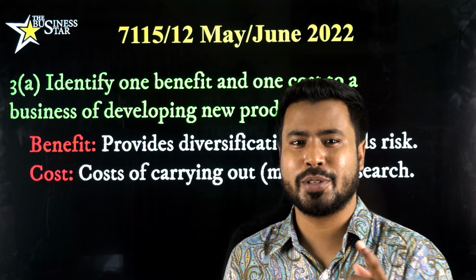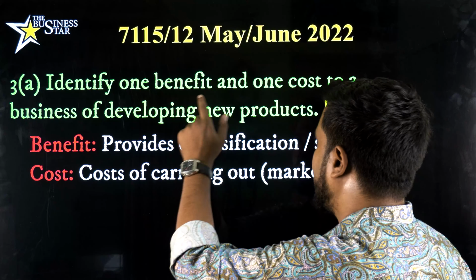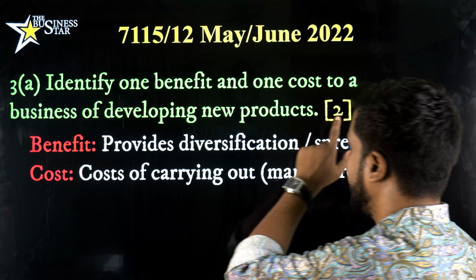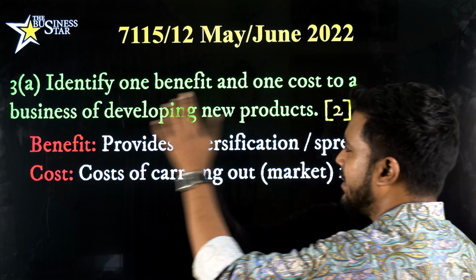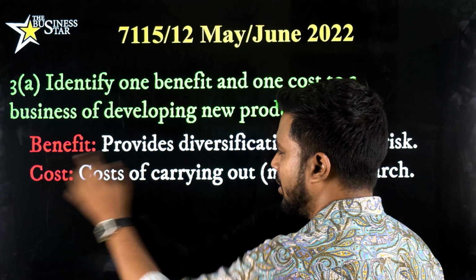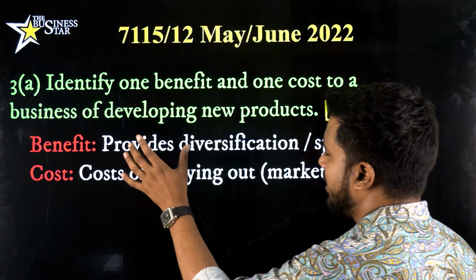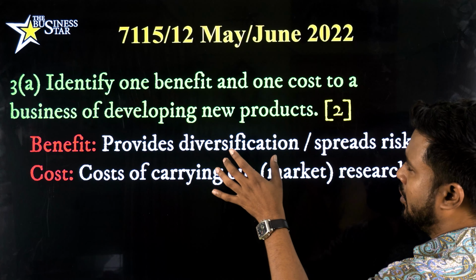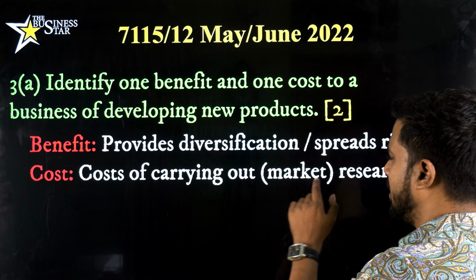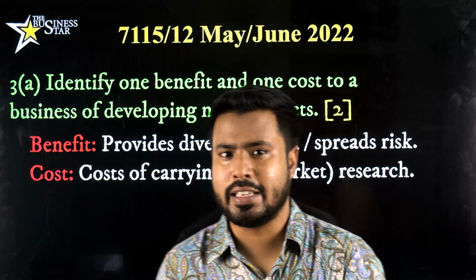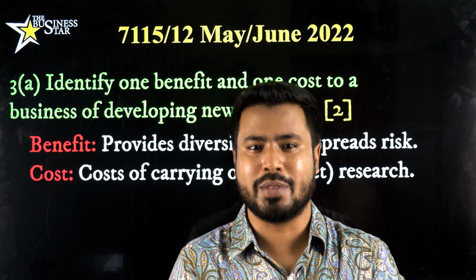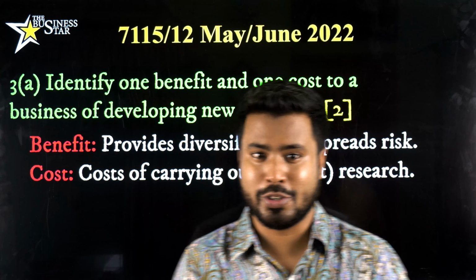So starting with question number 3A, which is identify one benefit and one cost to a business of developing new products. It's a 2-mark question. So we'll be identifying one benefit and one cost. 1 mark for benefit, 1 mark for cost. So in benefit, we'll be writing, it will provide diversification, if they develop new products, and the cost would be the cost of carrying out market research. Obviously, when we plan to launch a product in the market, we have to carry out market research. So let's move on to question number 3B.